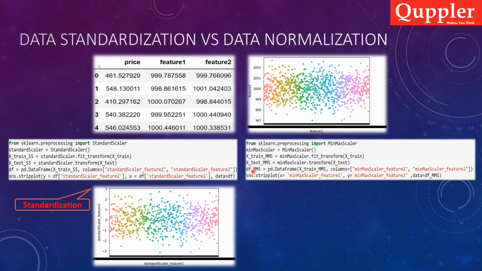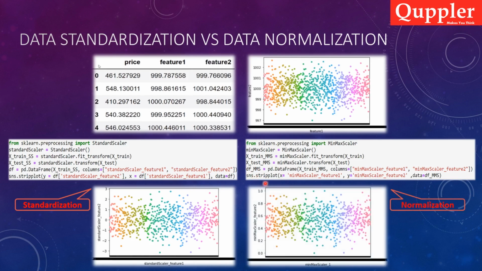Once my data frame has been created, I'm going to create a strip plot using Seaborn, and it's going to look like this. So this is my normalization. Now you may notice that all the values which were lying in the range of 997 to 1002 have been reduced to the range of 0 to 1. All the values present in my data set are in the range of 0 to 1. This is a major difference between standardization and normalization, and this is how we perform it.